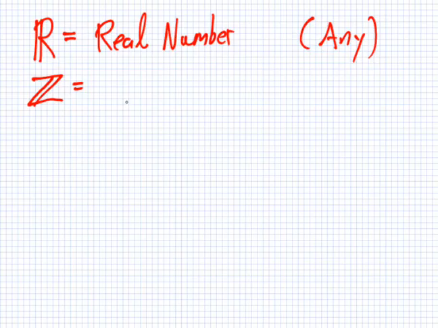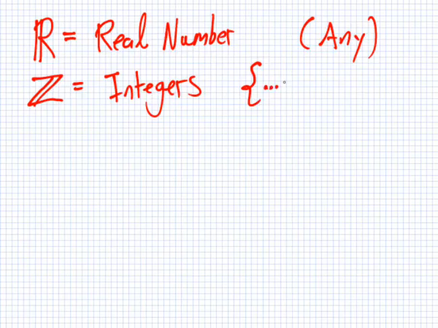Okay, does anyone know the name of this one? Real numbers. So, what are they? What's a real number? Smaller than zero, yeah. For us, really, it's any number. Any number.